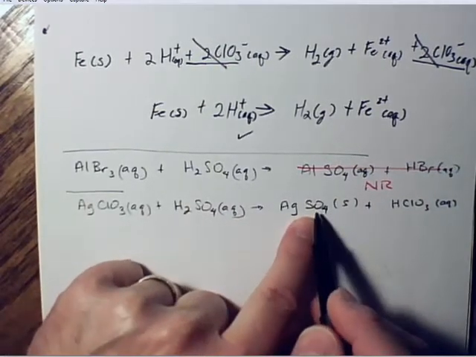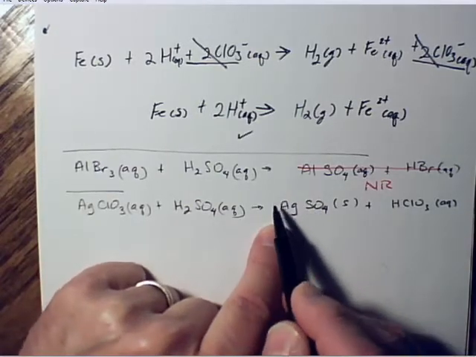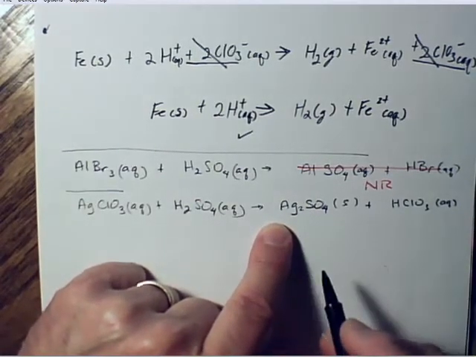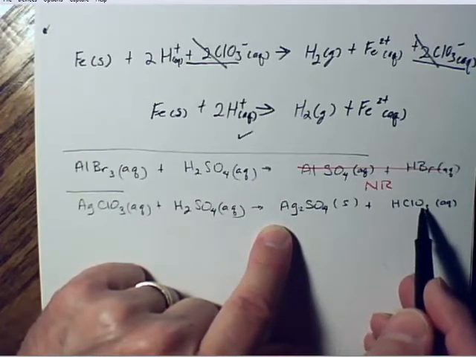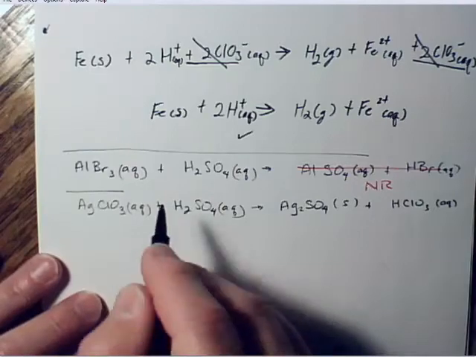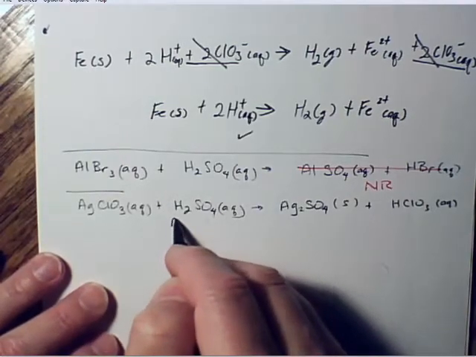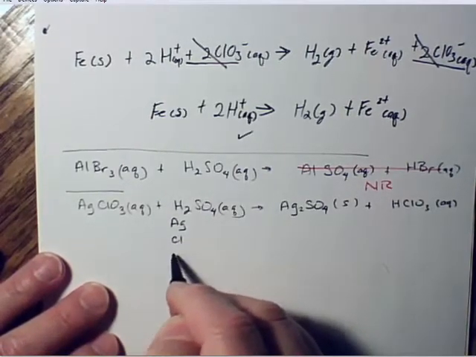We need to balance the formulas. Sulfate has a 2 negative charge. Silver has a 1 plus charge, so we need 2 silvers. There's a 1 plus charge on the hydrogen, a 1 negative charge on the chlorate, so that's already balanced. We're ready to write our atom inventory.